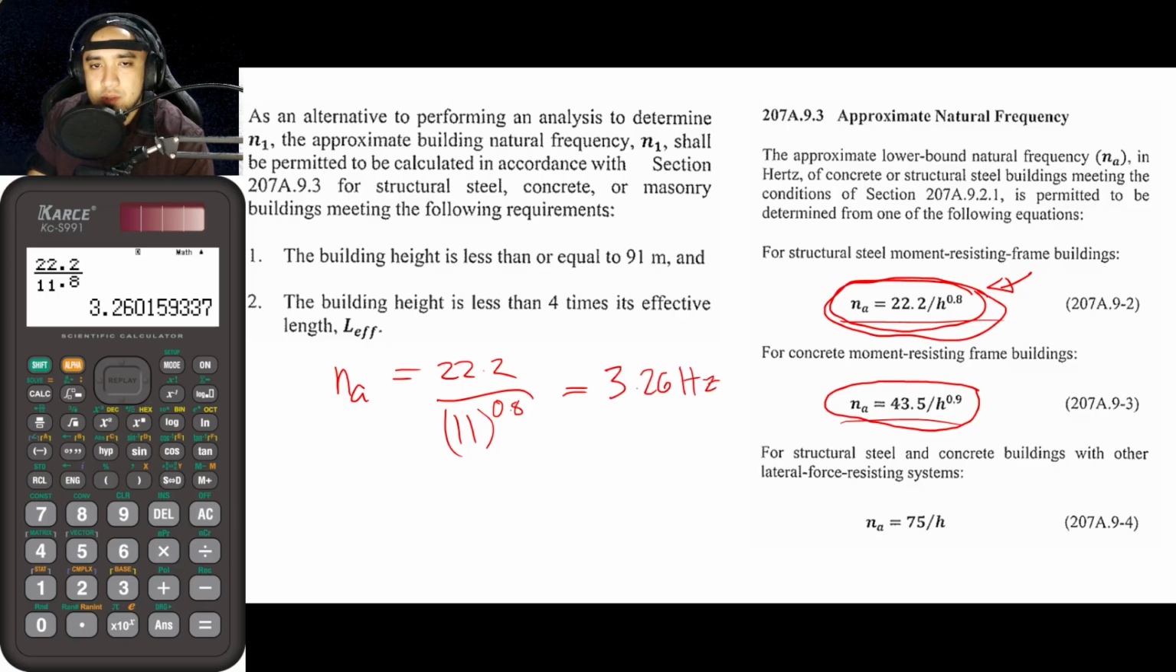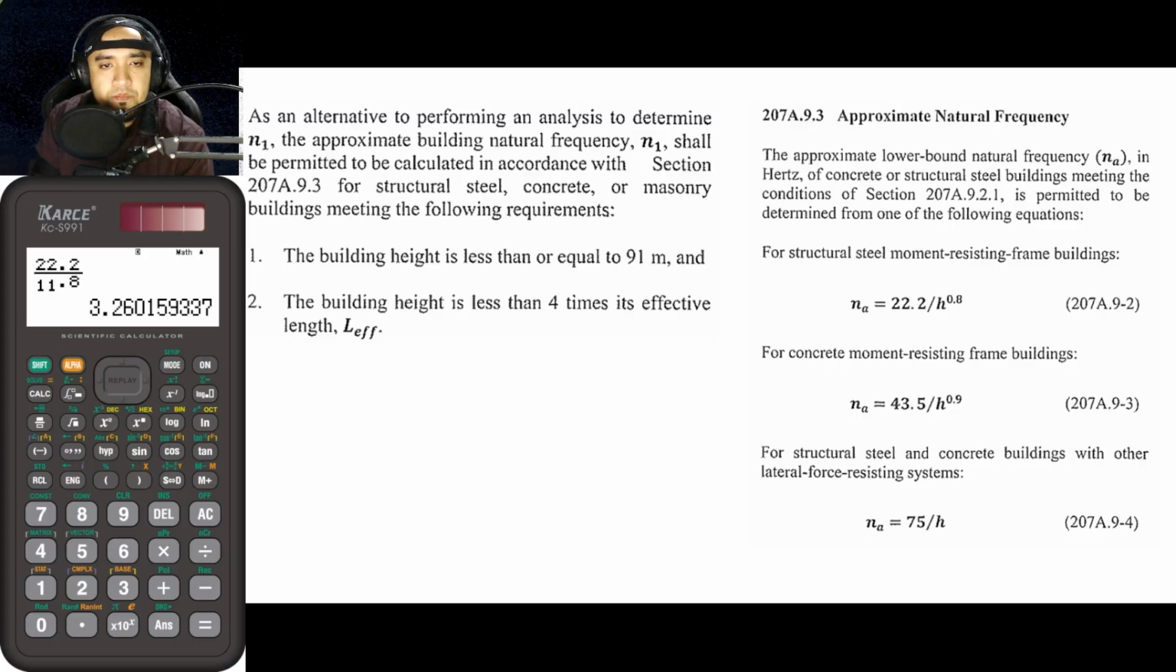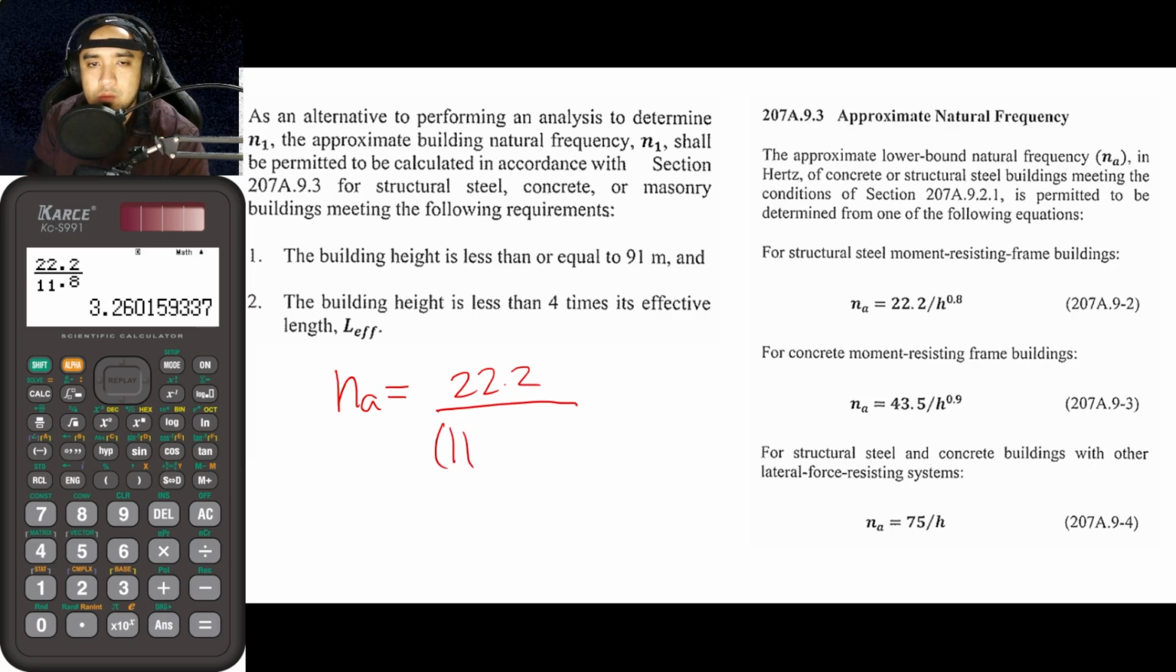Okay. However, guys, once again, this equation here is in terms of feet. So from that, guys, this is rather erroneous. So again, if this is in terms of feet, let us just convert it into feet first before making use of this equation. So from that, guys, the value of Na is now equal to 22.2 divided by the height, which is 11 meters, and if we would be converting it into feet, we would be multiplying it by 3.28 feet per 1 meter, raised to 0.8.